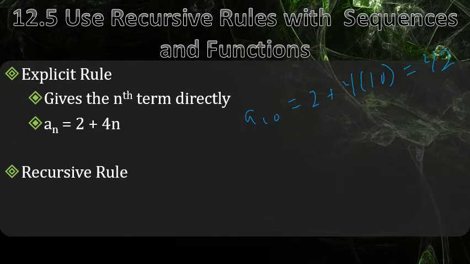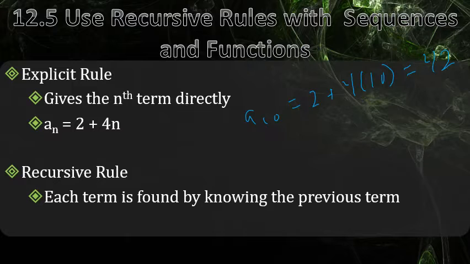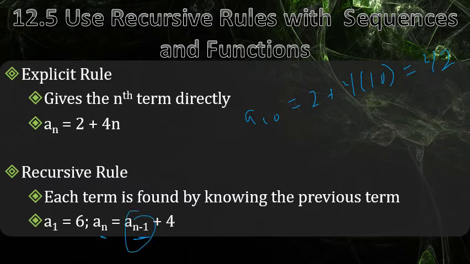A recursive rule doesn't give that to you. Each term is found by knowing the previous term, but sometimes they're easier to see. And they're written like a1 equals 6 and a_n equals a_(n-1) plus 4. So what this is saying, our subscript here is 1 less than that one. So that means this is the number that came before, plus 4. So that just means we're taking what we had before and adding 4.